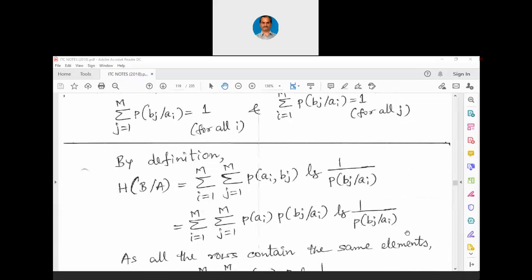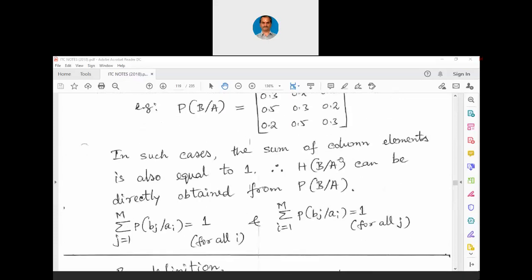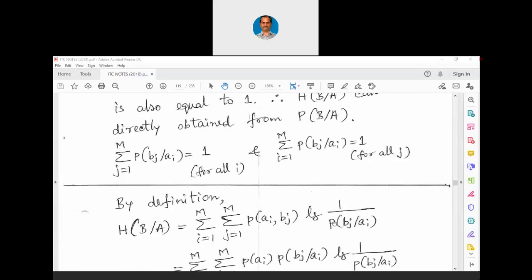So now, how do we say it is directly obtained? Summation of j equals 1 to m of p of bj slash ai equals 1 for all ai. For all values of i, the summation of the conditional probabilities is equal to 1. Therefore, summation of i equals 1 to m of p of bj slash ai equals 1 for all j also. For all the output symbols also, and for all the input symbols also, it is going to be 1. So, in such a case, it is called a uniform or symmetric matrix.